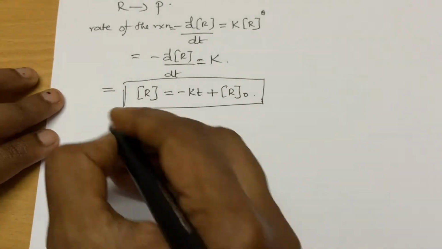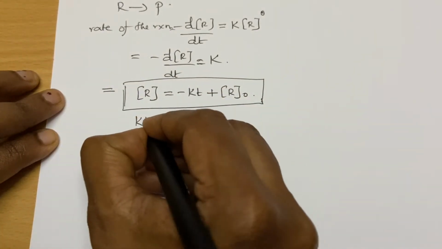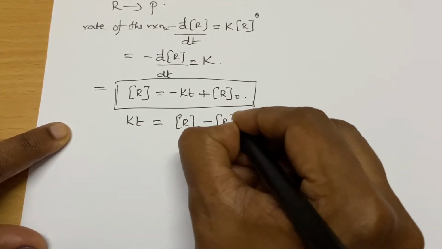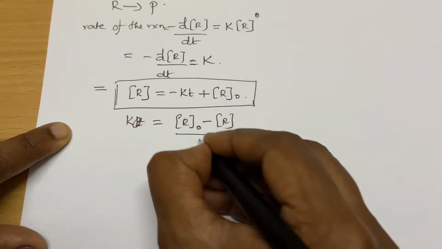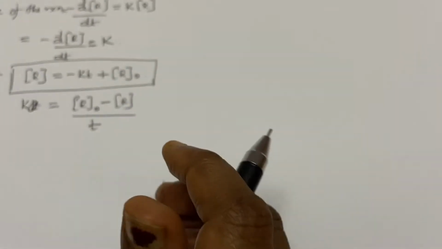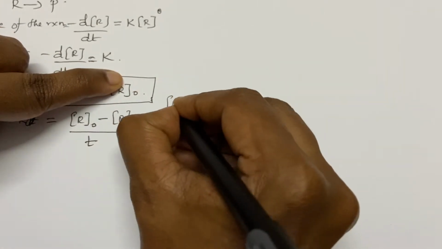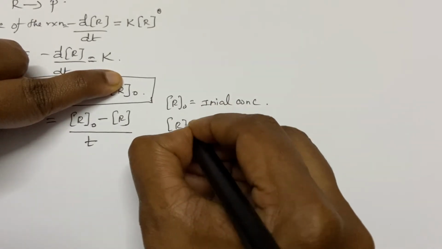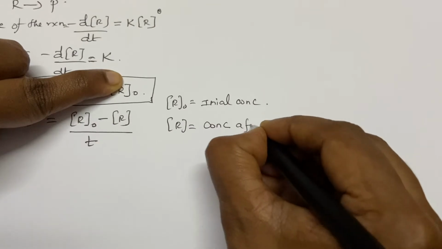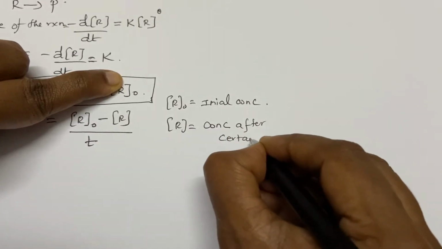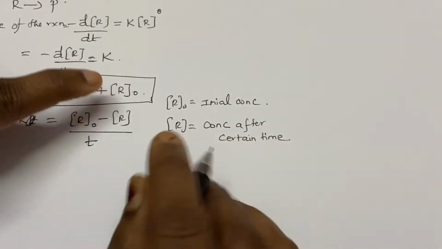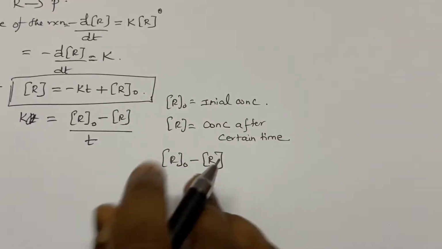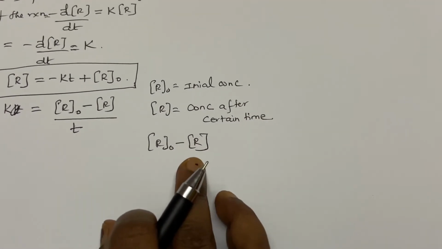Then coming to kt, it is equal to R naught minus R, so this is t. One thing I want to tell, R naught is the initial concentration, and R is the concentration after a certain time. So R naught is our initial concentration, and R is the leftover concentration.